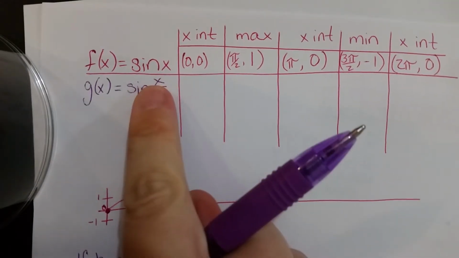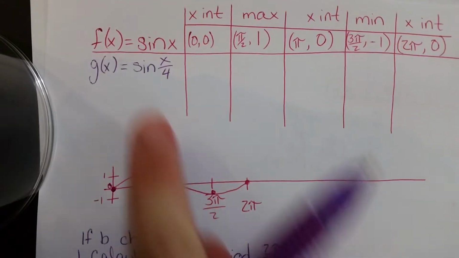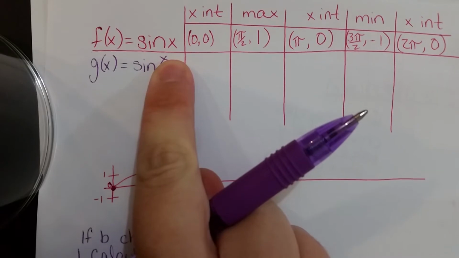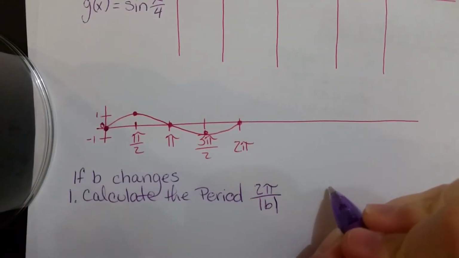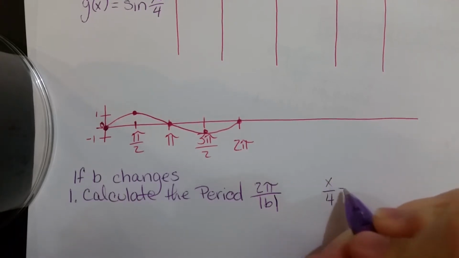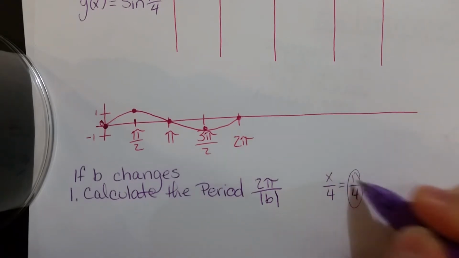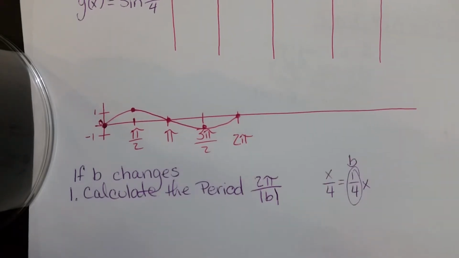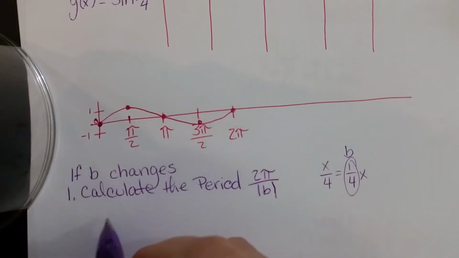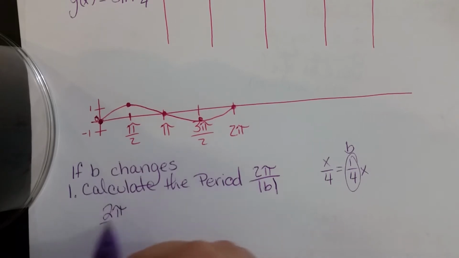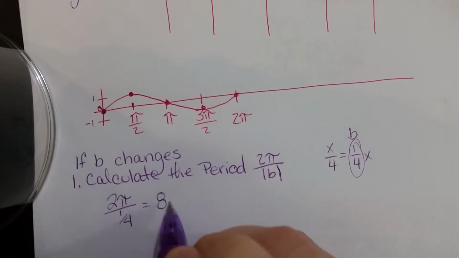Now in this case, we have x over 4. Now b is whatever's multiplied times x. So in this case, x over 4 is the same as 1/4 x, right? So you need to be able to see that the 1/4 is the b. To calculate the period for this problem, I'm going to do 2 pi divided by 1/4, and when I do that, I'm going to get 8 pi.